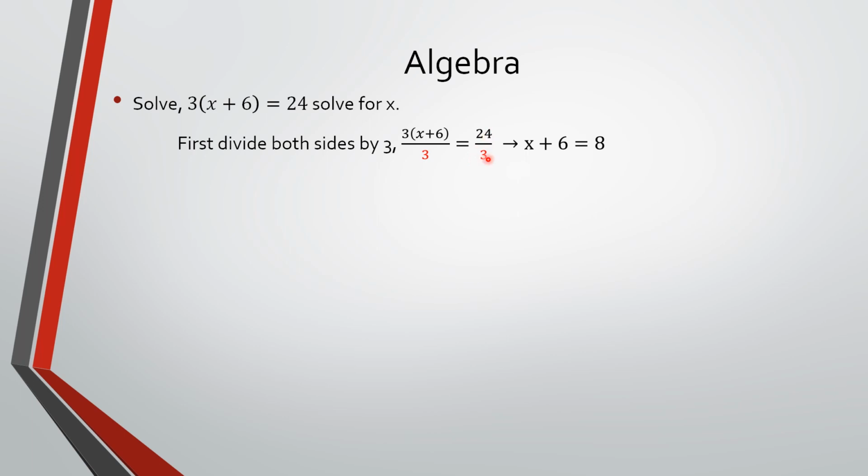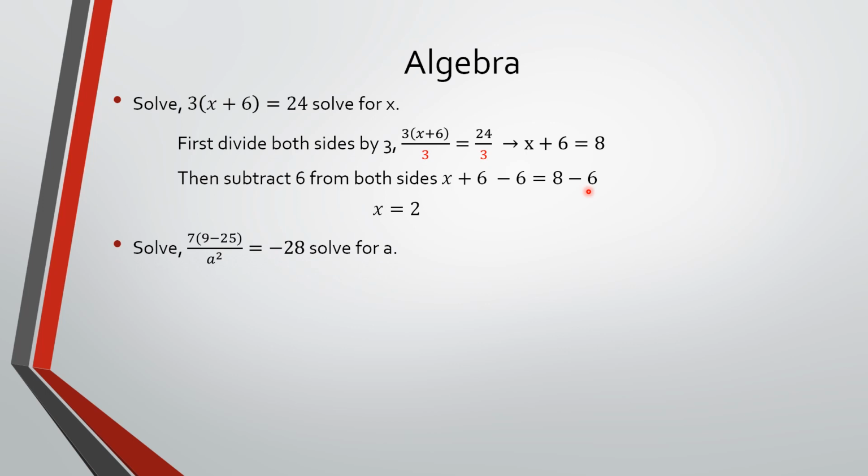We divide these two, and when we take 24 and divide it by 3, we get an 8. And now it's very simple. We just subtract 6 from both sides. We subtract the 6, and we get 8 minus 6, and we get 2.